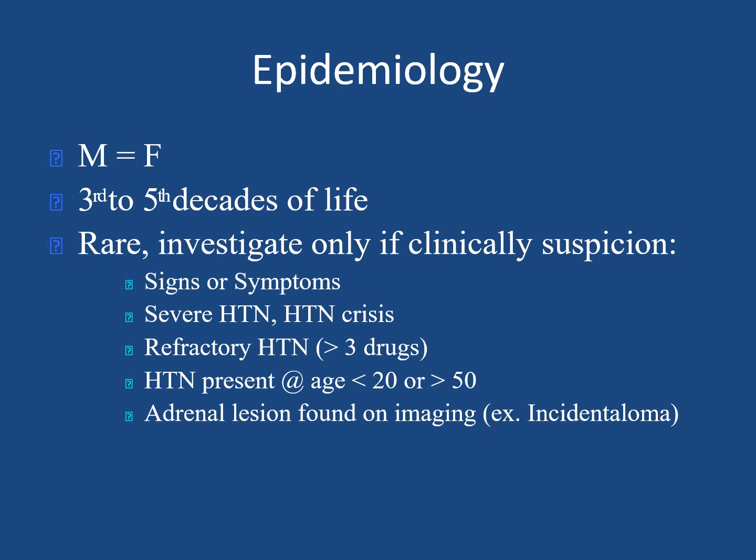We investigate for pheochromocytoma if there are signs or symptoms of pheochromocytoma, if there is severe hypertension or hypertensive crisis, or refractory hypertension, if the patient is taking more than 3 drugs with no response, and if the age is too low, below 20 years, or above 50 years. Adrenal lesions found incidentally on imaging are also called incidentalomas.